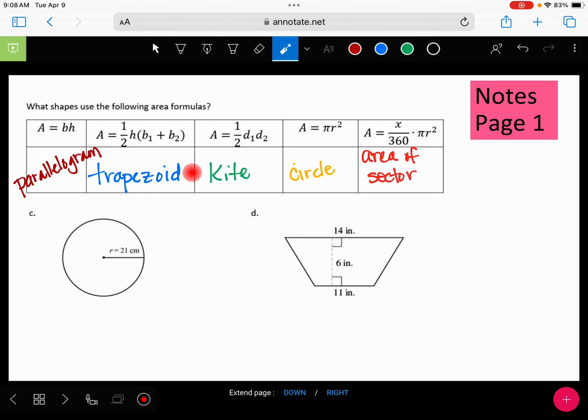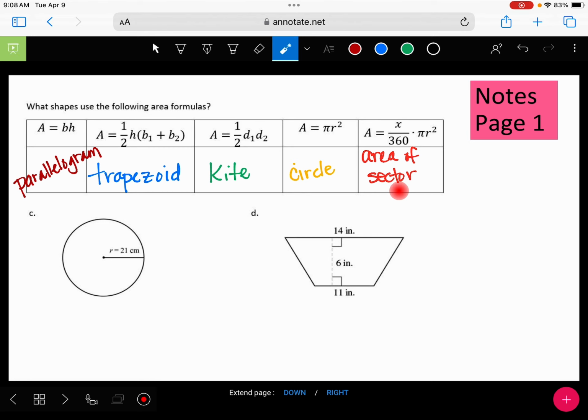And if you need to, you can go ahead and fill in what are these formulas. I believe this is at the top of your page. So this is for a parallelogram. I know it's a long word to fit in a skinny box. This formula is for a trapezoid. This is for a kite. This is a circle. And this is a slice of the pizza.